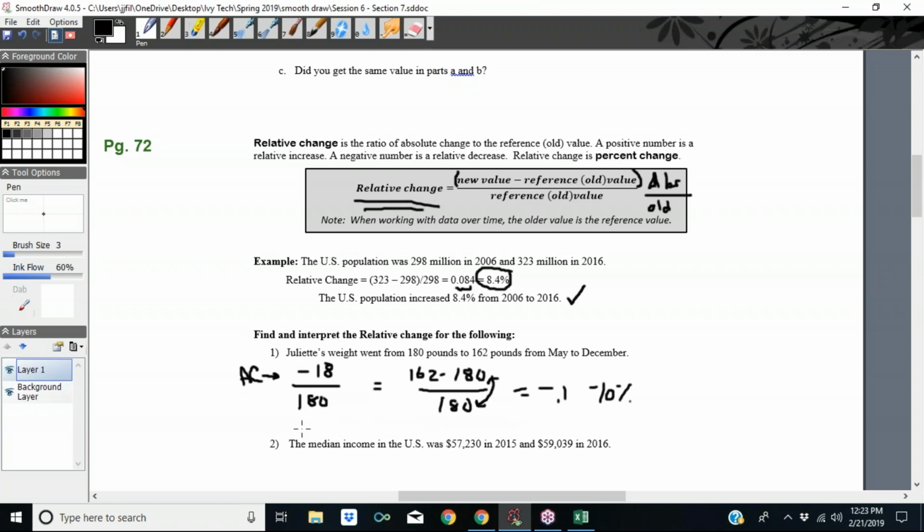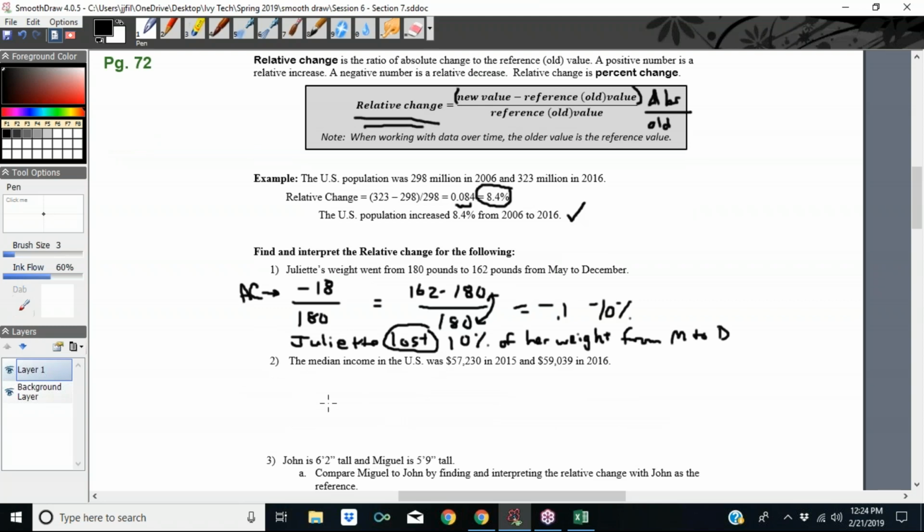So our interpretation would be, here's how we would write this: Juliet lost 10% of her weight from May to December. Okay? Don't say she lost negative 10%. Say she lost 10%. So the word lost is representing that negative sign. If it were positive, we'd say she gained 10%.